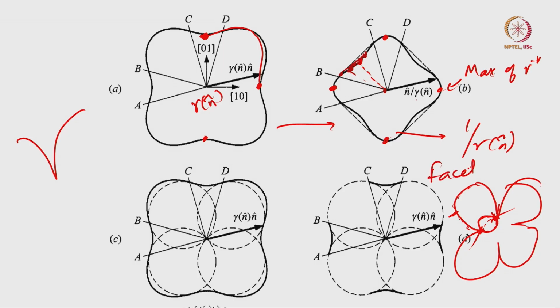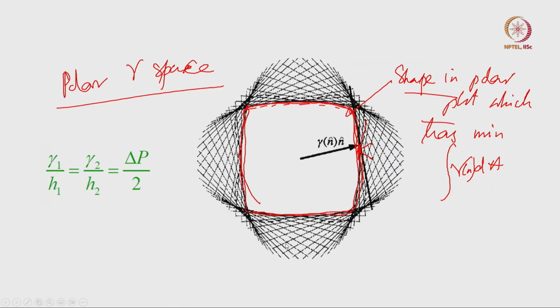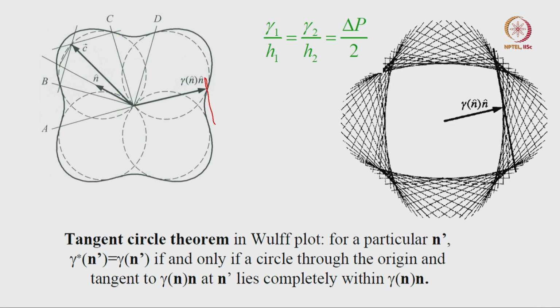So faceting in crystals is explained by looking at gamma plots or gamma inverse plots. Okay. In gamma plots it becomes a tangent circle construction, in gamma inverse plots it just becomes a tangent construction. Okay. All right. So now I will come to this very soon.